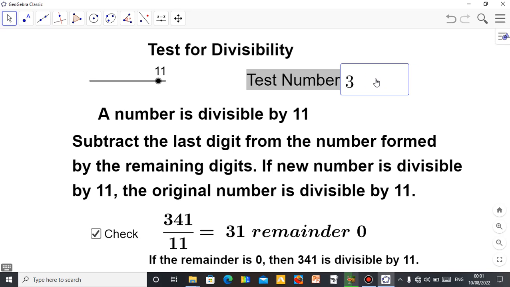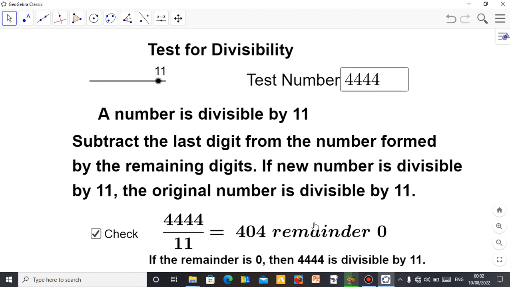Let's try a larger number. Let me use something like 444. Actually, we know that this is divisible by 11. The remainder is 0, which means it's divisible by 11. The last digit is 4. So 444 minus 4 will give us 440. Understand? Then check: 440 is divisible by 11.